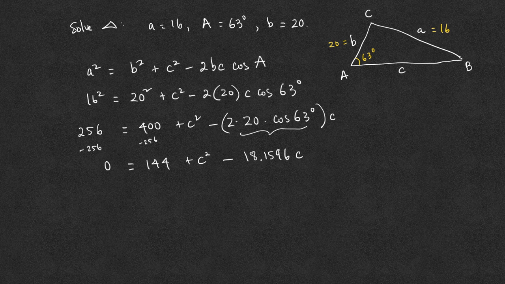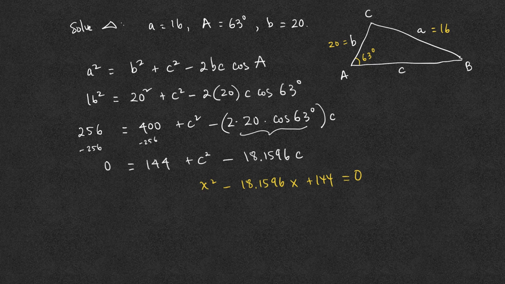This is a quadratic equation, so we will solve it using the quadratic formula. But first, we rewrite it in terms of x: x squared minus 18.1596x plus 144 equals 0. The reason we rewrite it in terms of x and not c is that we are accustomed to solving a quadratic equation using the quadratic formula with x as the variable.